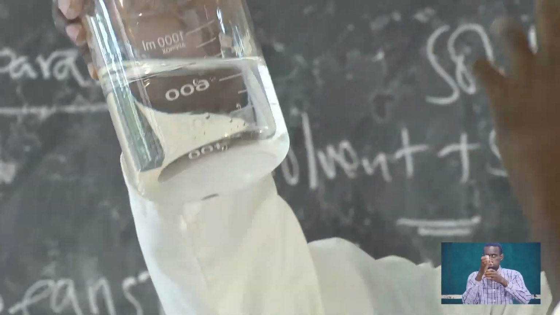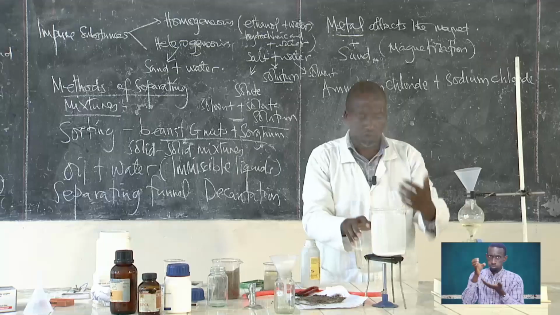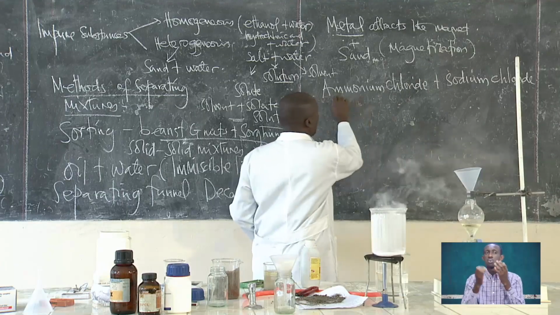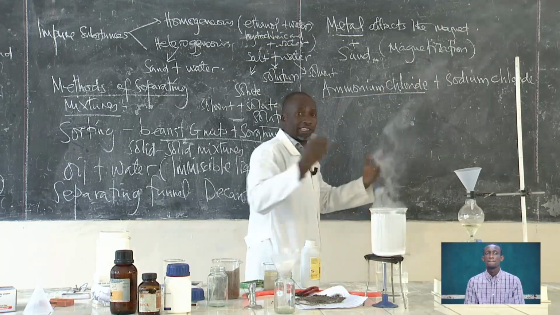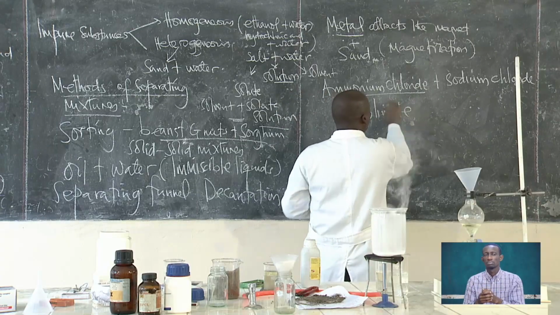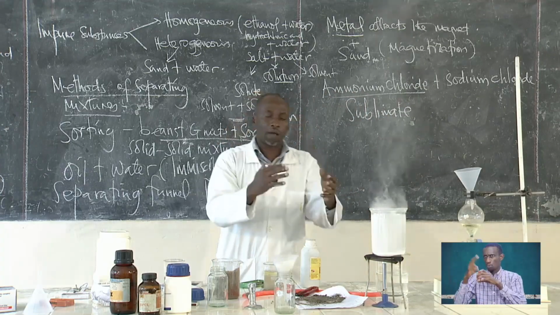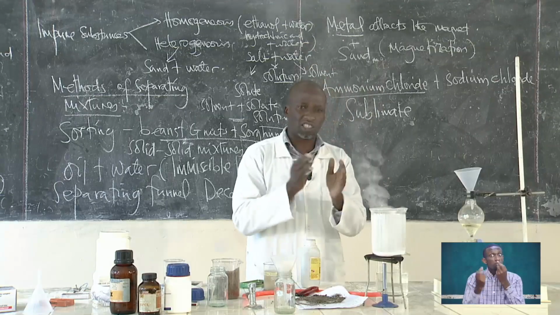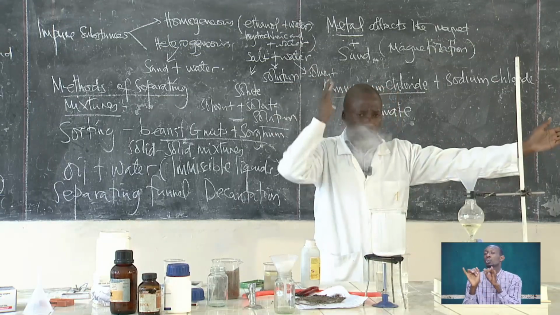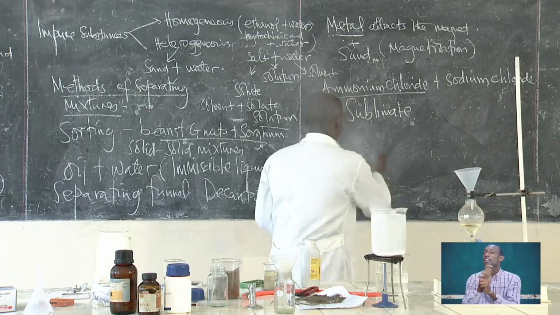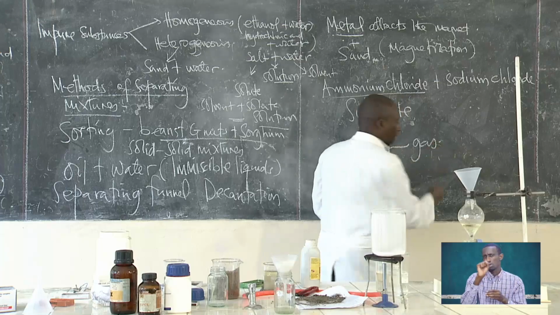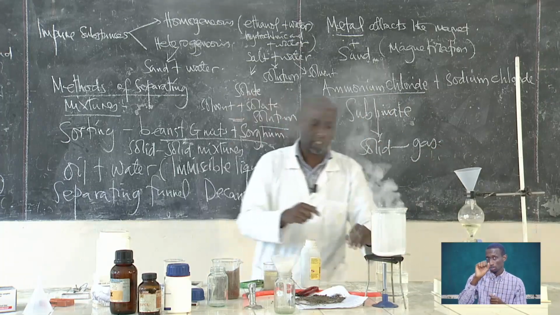Coming back to this one, when you look at the beaker here, there is some solid forming. These fumes of the gas that are coming up are, as we said, ammonium chloride. Ammonium chloride is a sublimate. What do I mean by a sublimate? A substance that, when it is heated, changes directly. It doesn't pass through the liquid, but changes directly from solid to gas. And when it cools down, this is what happens.